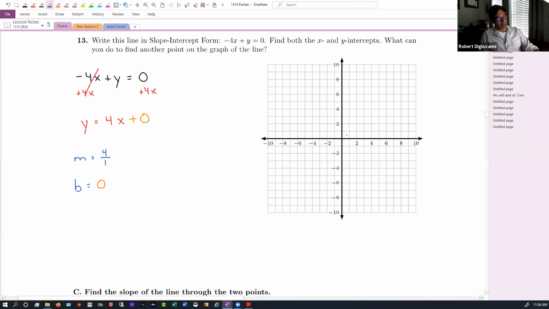So just looking at this, I know my y-intercept, I actually don't go up or down at all. So it just stays there at that point in the center, which we call the origin. We start there, and then from there, we will go up 4 and to the right 1. So I go up 1, 2, 3, 4, to the right 1, and I put a dot there, and I draw the line.